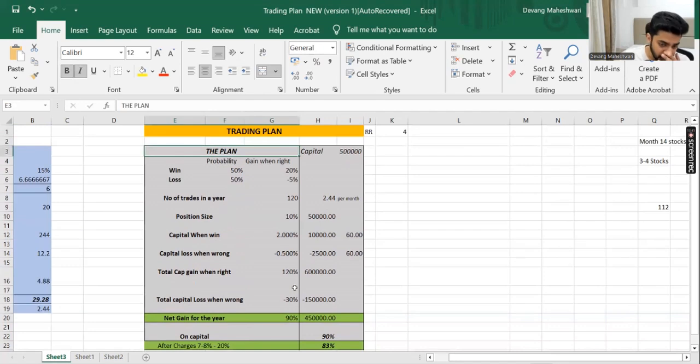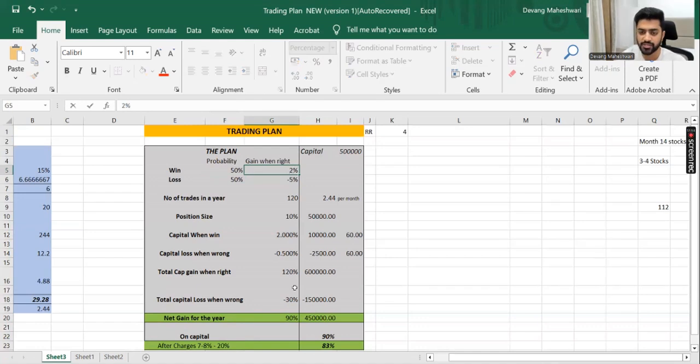Okay. So net gain is like 90%. So even after just having 50% accuracy, you come up with 90%. Now, if you change this to 25, which is 1:1, net returns go to 120%. If your accuracy goes to 60, this zooms to 156%.